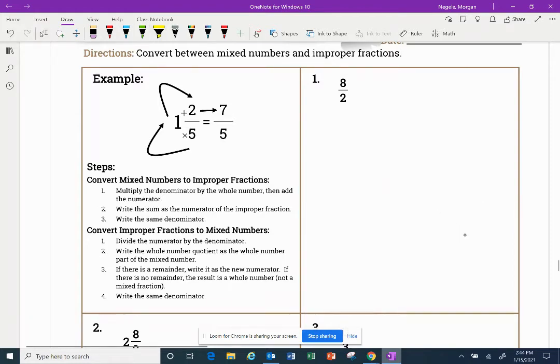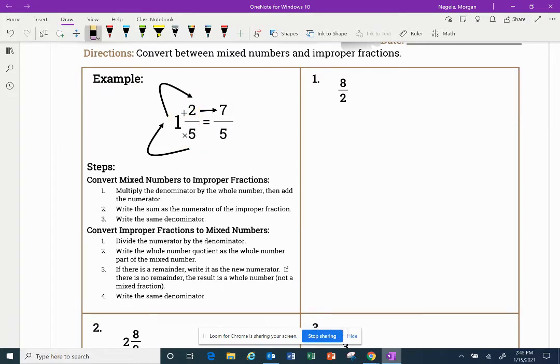Okay, today we are going back a few days to what we learned on Friday, which was converting between mixed numbers and improper fractions. Now, when we have a mixed number, it's when there's a whole number and also a fraction. So mixed number is a mix of the two. It's partly a whole number and partly a fraction.